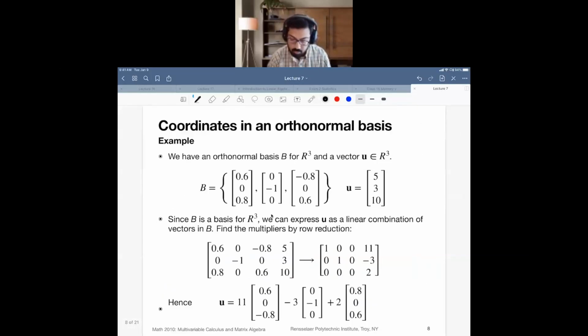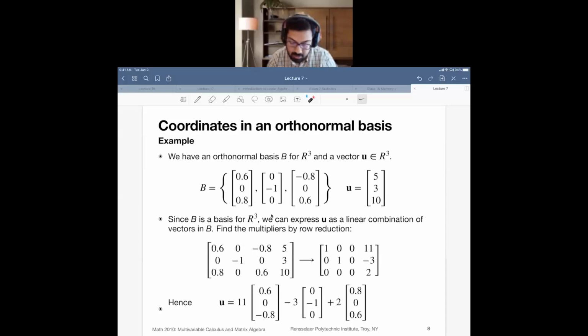Let me move on here. Now let's talk about the coordinates in an orthonormal basis. Coordinates will tell you how much of each basis vector I need to get to any vector in my subspace. That's how we defined coordinates. How much of each vector do you need?